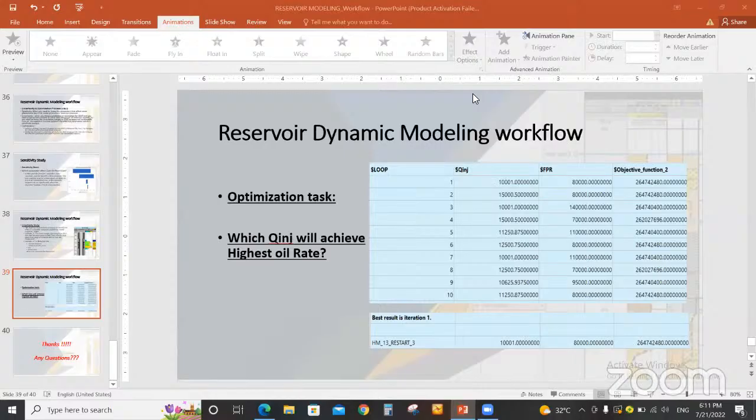The QC for the upscaled data: you can compare the well logs and the upscaled values. If they are near to each other, it's okay, and we can say that the upscaling is okay. But if we have a high difference, in that case you should repeat the upscaling.